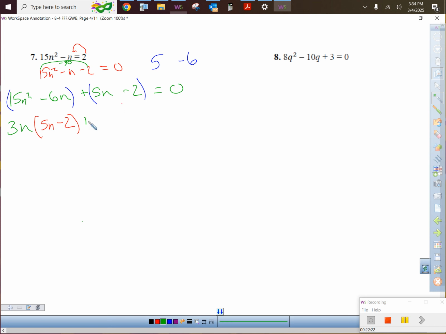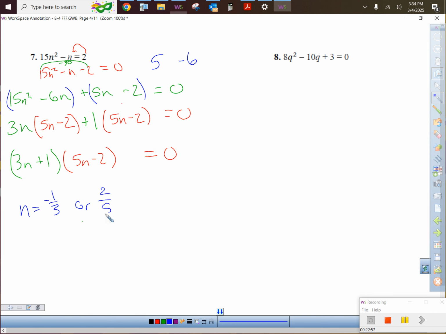So that means the GCF you're taking out is a 1, right? Between a 2 and a 5, 1's the biggest number. This has an n, that doesn't have an n. And throwing them in parentheses, 5n minus 2 equals 0. Double group, 3n plus 1 in a group, 5n minus 2 in a group, equals 0 in that case. So then lastly, I need to use the zero product property. n could equal a negative 1/3 or a positive 2/5.